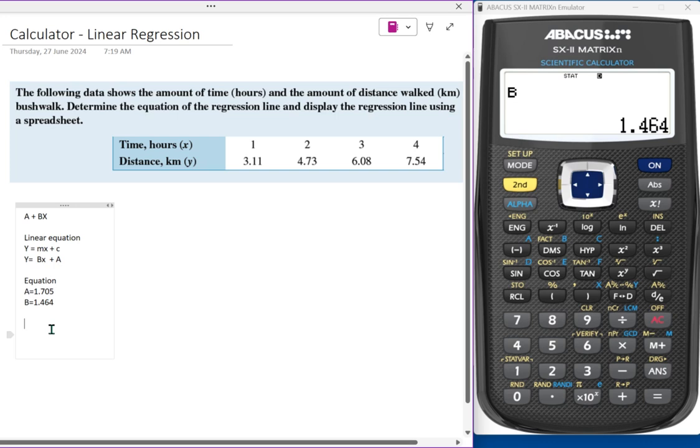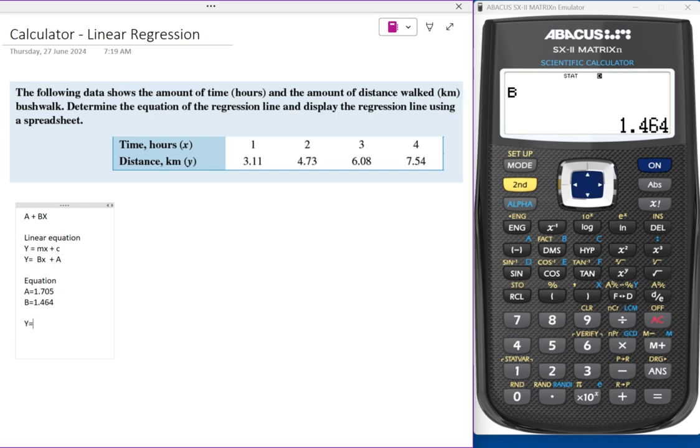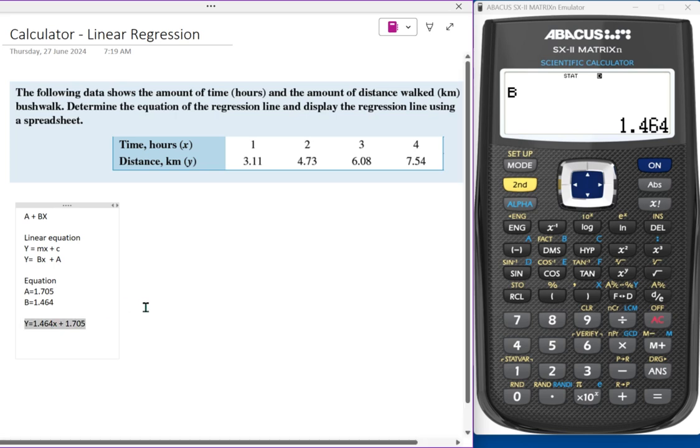So let's write that. I've still got y equals bx, b is now 1.464, x plus 1.705, and that here is our final equation. So that is using your calculator to find the linear regression of a data set.